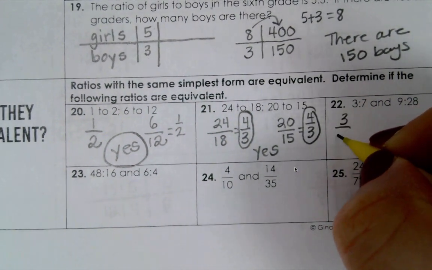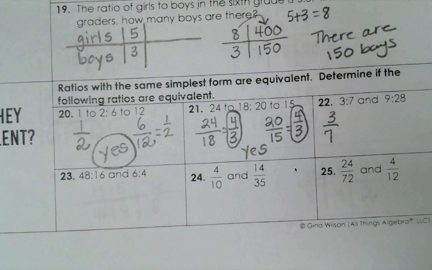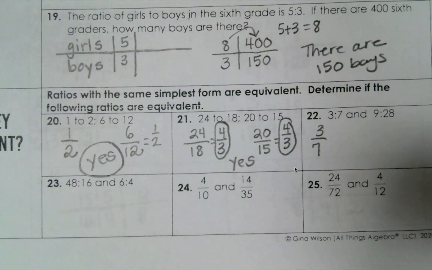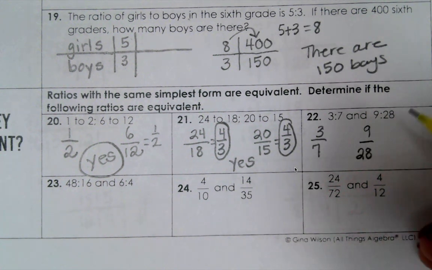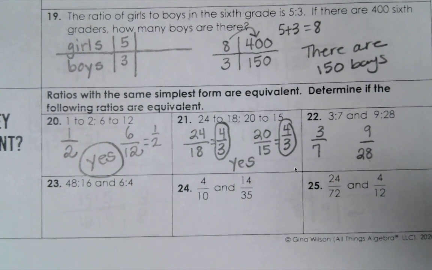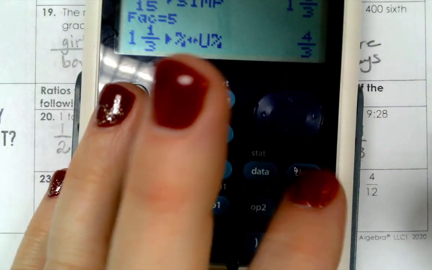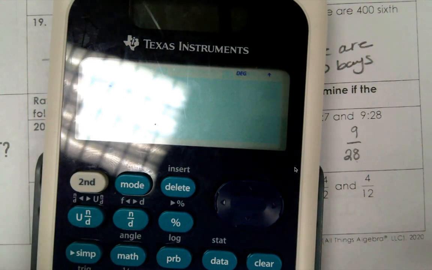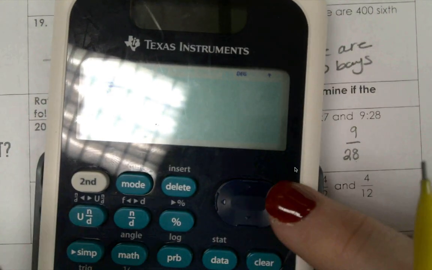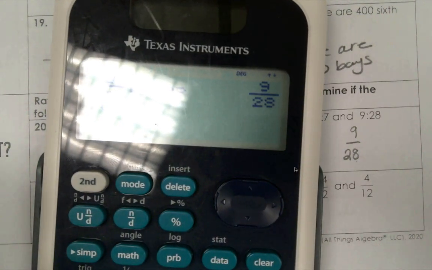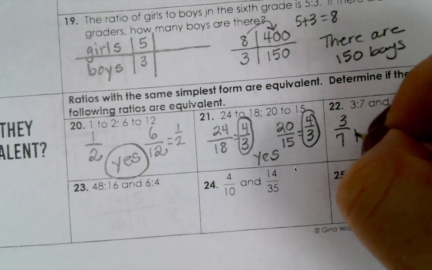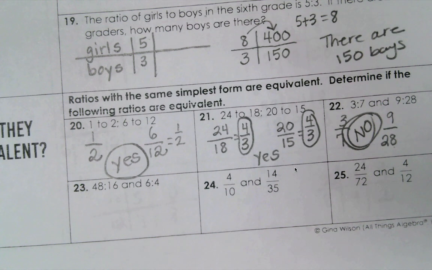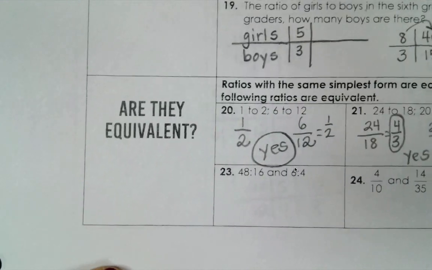Let's look at this one, 3 to 7. We know it's simplified because the greatest common factor of 3 and 7 is 1, but I have 9 and 28. If I'm going to simplify by the greatest common factor, I don't know that I can. I'm going to say probably no. 9 to 28 doesn't simplify. So this is a no.